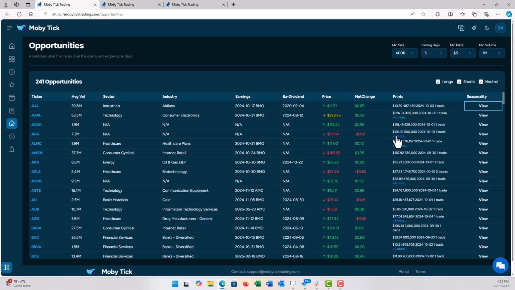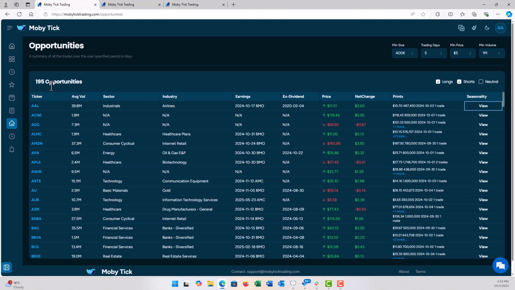And if we look at this, the range is 101.33 to 101.03, and we're at 99. So if we were to look for a short position on AGG, we would have to technically look at the chart and the other prints around it. So what I'm going to do, because if we're looking for longs or shorts, I want to kind of exclude the neutrals. So at the moment, you see there's 241 opportunities that would be in the list. What I can do is I can untick neutral.